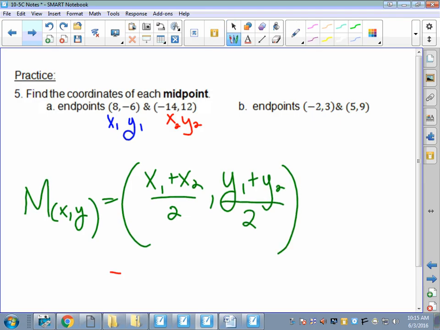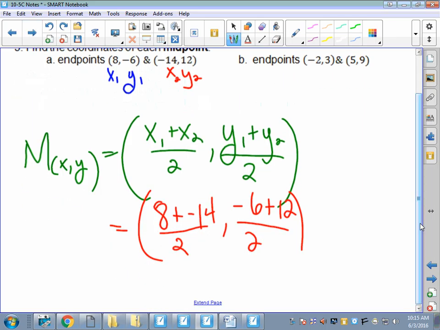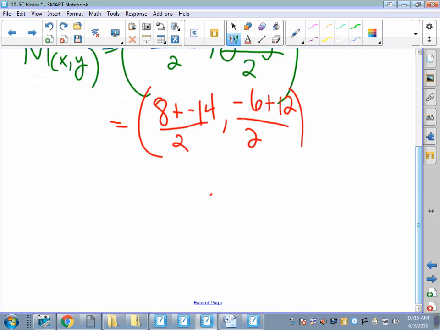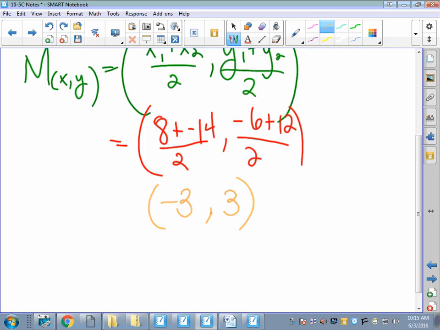So my x's are going to be 8 plus -14 divided by 2. My y's are going to be -6 plus 12 and divide that by 2. So my final answer for problem 5a is going to be 8 plus -14, that's -6, divided by 2 will be -3. Just watch those signs, they take care of themselves. And then -6 plus 12 is 6 divided by 2, and I end up with a 3. So -3, 3 would be the midpoint.